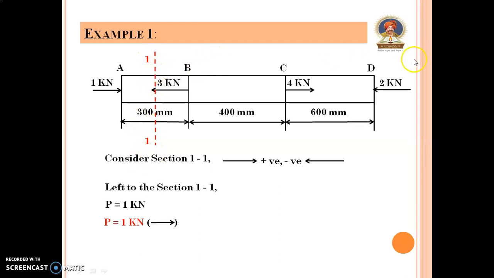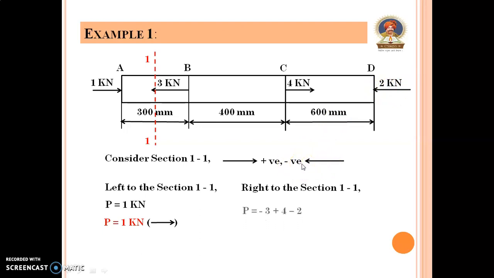Now the right section. In this section there are three forces: 1, 2, 3. This 3 kilonewton force is moved towards the left side, so it is taken as negative, that is minus. This 4 kilonewton force is moved towards the right side, so it is taken as positive, and this 2 kilonewton is again moved towards the left side, so it is taken as negative.